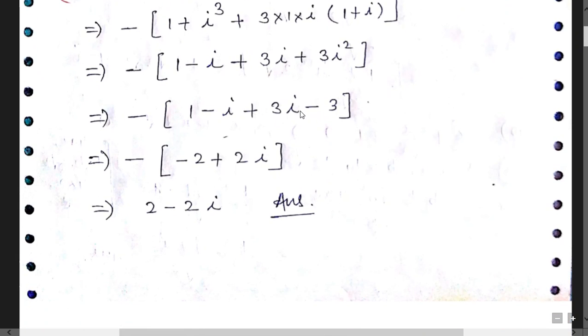Now add and subtract the real and imaginary values. 1 minus 3 can be written as minus 2 and minus 1 plus 3 can be written as 2 iota. Then change the sign because the negative sign is outside the bracket. It means we can write 2 minus 2 iota.